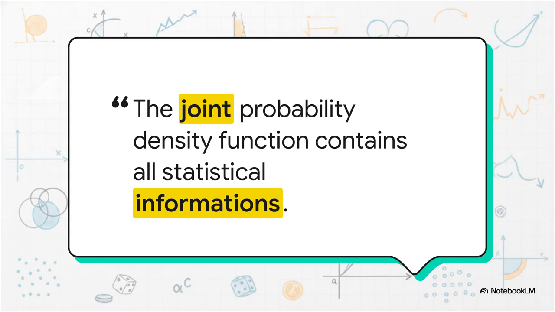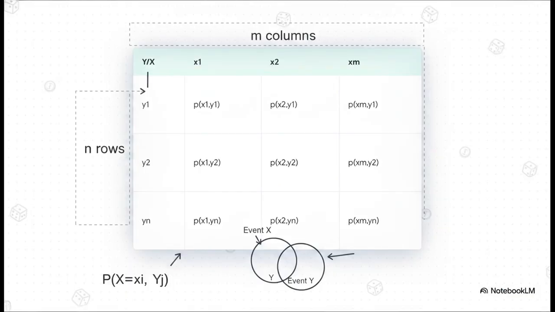This quote right here is essentially a golden rule in statistics. The joint probability density function is the master blueprint. If you have the joint probability of variable x and variable y interacting, you hold all the statistical information about their relationship. Literally everything else can be derived from this. To picture this, for discrete two-dimensional variables, this joint probability maps perfectly onto an m by n matrix. Every single intersecting cell in this grid isolates the exact joint probability of event x sub i and event y sub j occurring simultaneously. It's like a giant puzzle perfectly laid out.